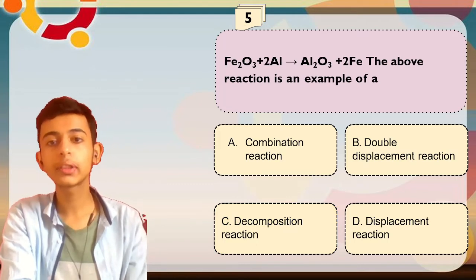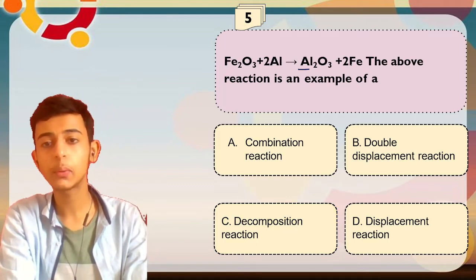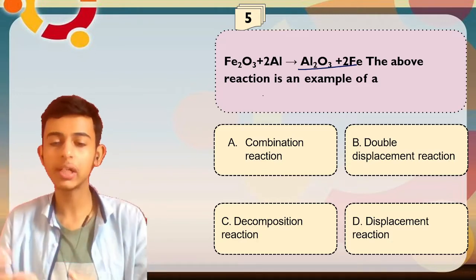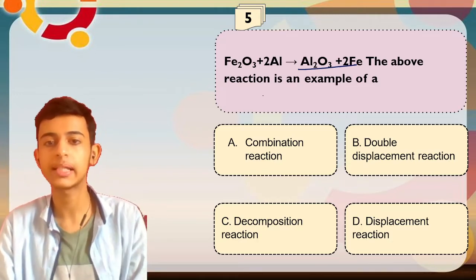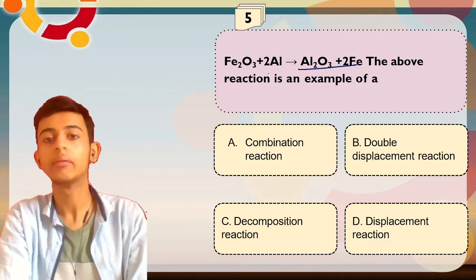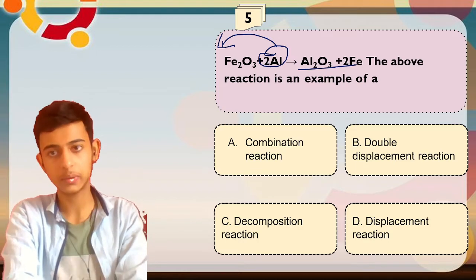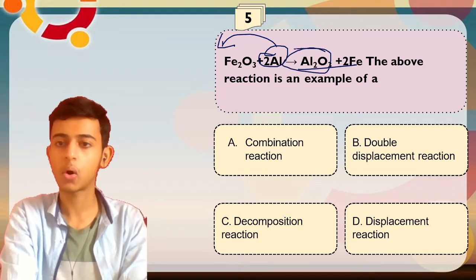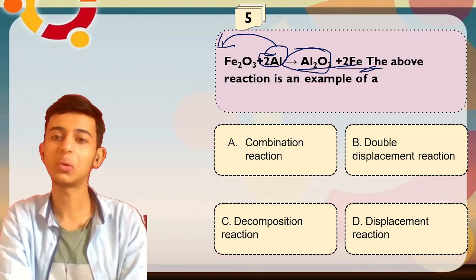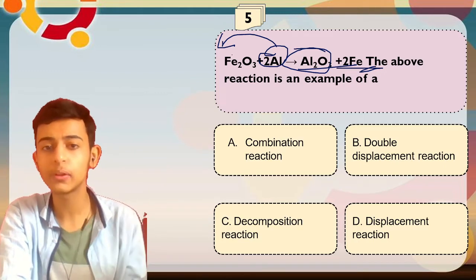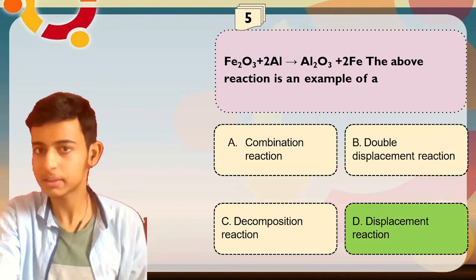Fifth, Fe2O3 plus 2Al gives you Al2O3 plus 2Fe. The above reaction is an example of what? Combination, double displacement, decomposition, displacement. You're able to see aluminium, being more reactive than iron, displaces it and forms aluminium oxide, and iron is left alone. When a higher reactive metal displaces a lower reactive metal, this is a displacement reaction.